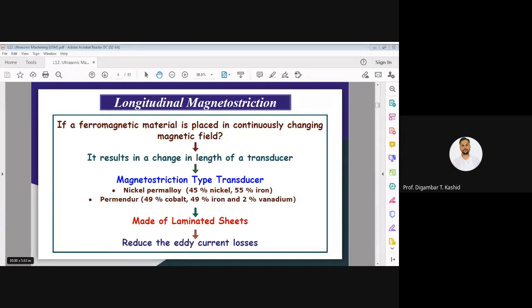Again, these transducers are made up of laminated sheets, because there are certain reasons for it. These laminated sheets reduce the eddy current losses. That is why transducers are made up of laminated sheets. So if in an MCQ or exam the question arises, which type of transducer is used in ultrasonic machining, then your answer should be the magnetostrictive type transducer.